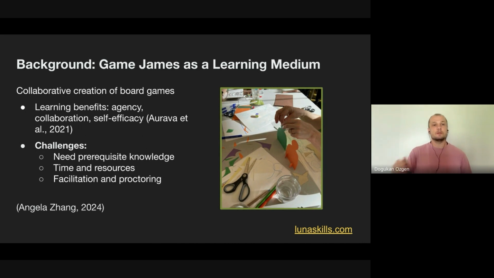The next thing that I want to talk about, sorry, it says Game James, but it should be Game Gems as a learning medium. There are a lot of mediums that we can use in education. This could be anything multimedia. I specifically prefer games because games have the capacity to increase agency in youth, leadership and teamwork.